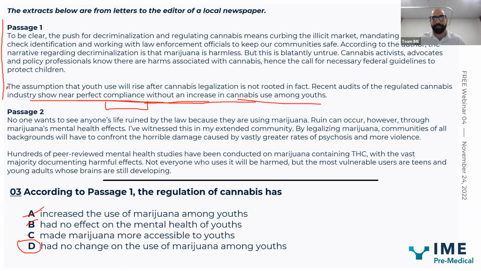So that's why C is incorrect, because according to the passage, the regulation of cannabis technically has had no change of the use. It's implied, obviously it's made it accessible to youths, but the secret term here is "more." Technically, it hasn't made it more accessible to youths. It's just made it accessible to youths, but there hasn't been a change on the use of marijuana among youths. So that's very important to note.